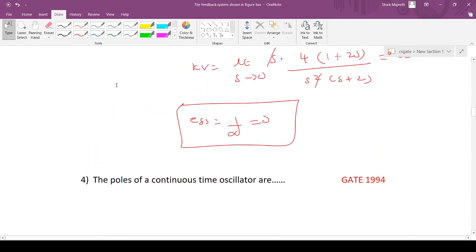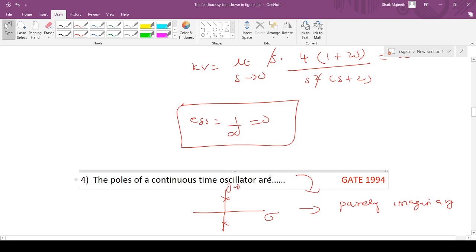The poles of a continuous time oscillator are, we know, when the poles are on the j omega axis like this, then it is purely oscillatory. Right? So what type of poles are they? That means the poles are purely imaginary. When poles are purely imaginary, the system will oscillate. So the answer is purely imaginary.